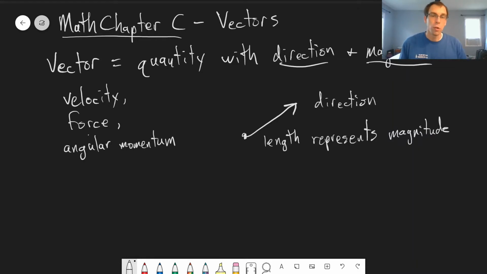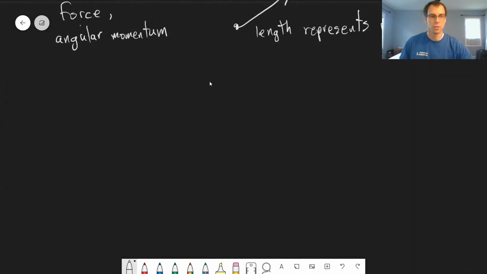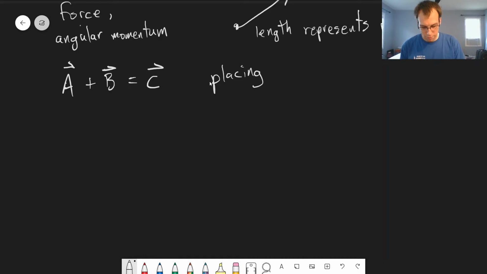Now, how do we work with vectors? So one of the important things that we need to do with vectors often is add them. And so we represent vectors as, say, a letter with an arrow over the top of it like this. So this would be our vector A. And if we have, say, another vector B, we can find the result of adding those two vectors, C. And we do this by placing the start of B at the end of A.